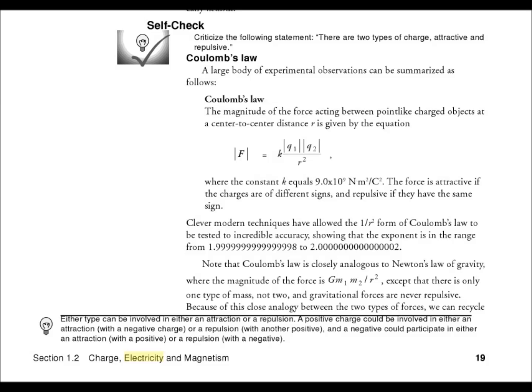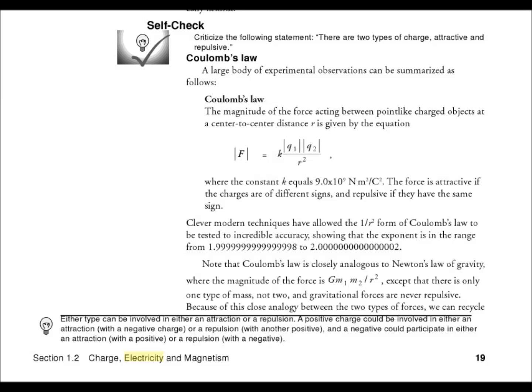where the constant k equals 9 times 10^9. You can see the force is attractive if the charges are of different signs, and repulsive if they have the same sign. I think it would be helpful if I actually watched some separate videos on Coulomb's Law.